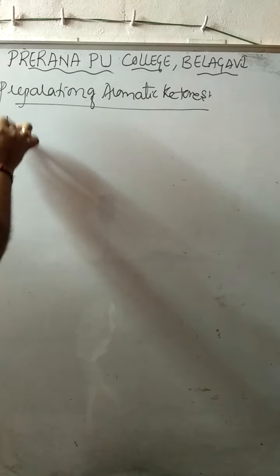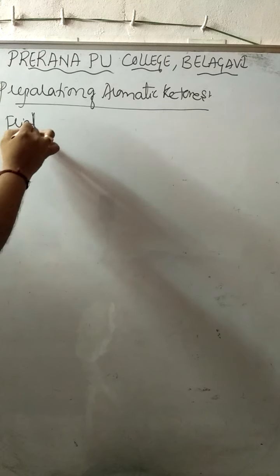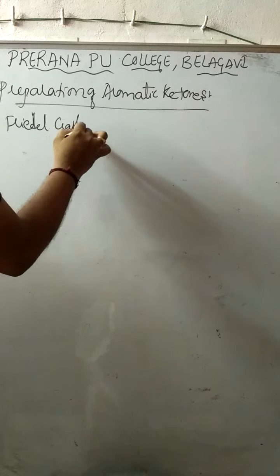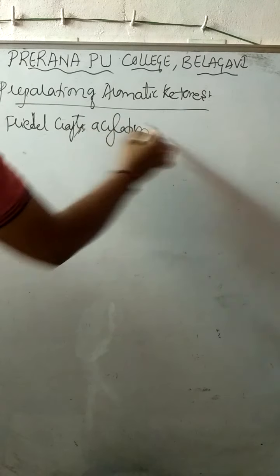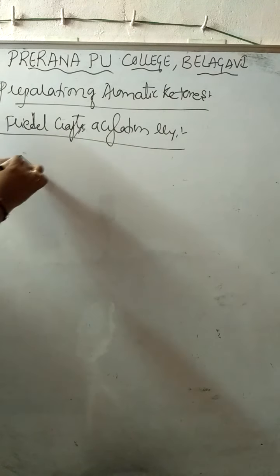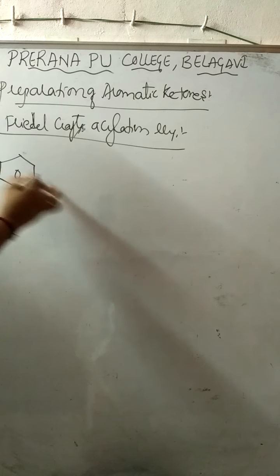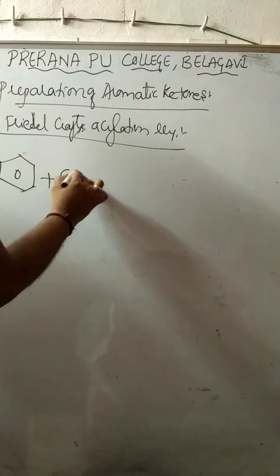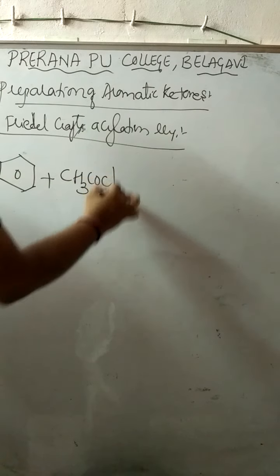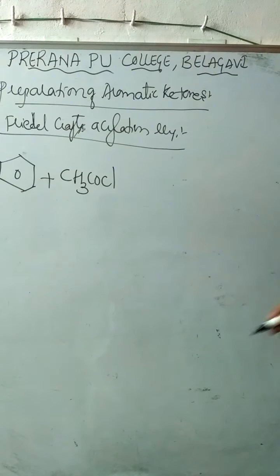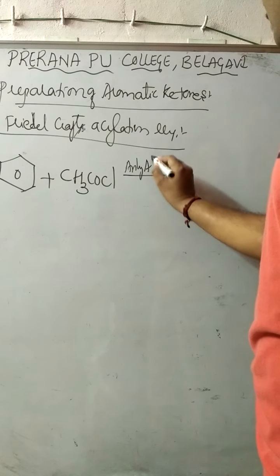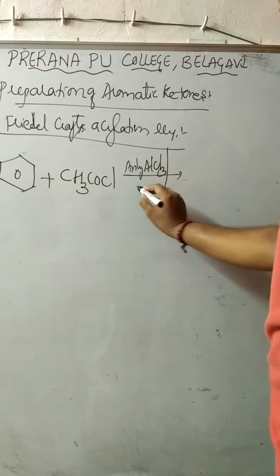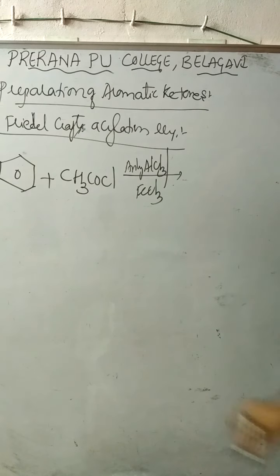So in this there is only one particular reaction that is called the Friedel-Crafts acylation reaction. So in this Friedel-Crafts acylation reaction, we know that benzene is the major reactant and this benzene is made to react with acetyl chloride, that is CH3COCl, in the presence of anhydrous aluminum chloride, or it can also be ferric chloride.